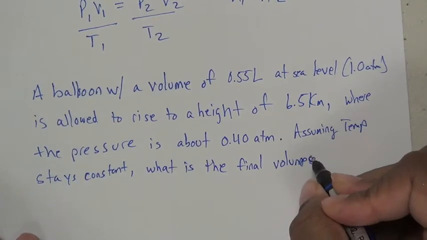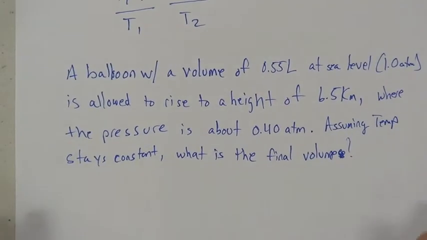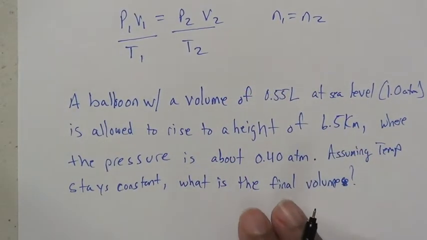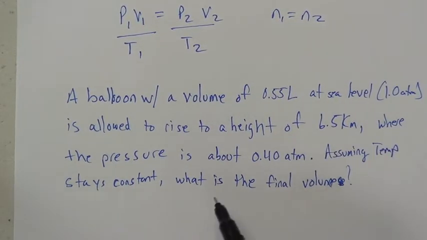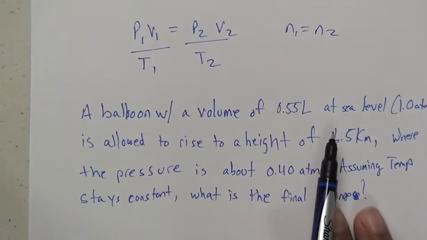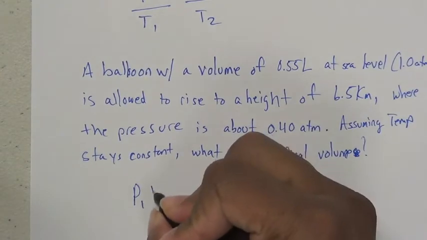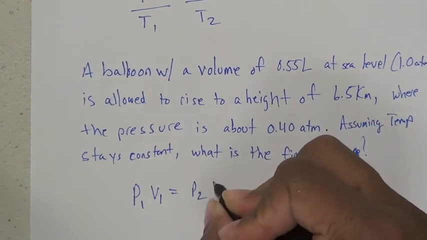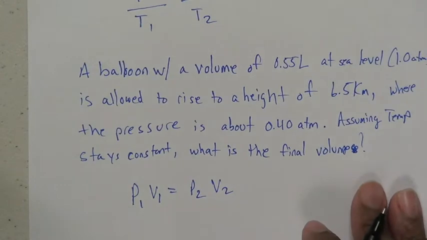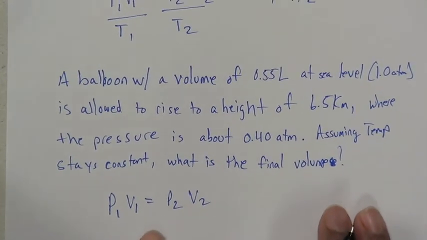Okay, so with this problem we see that the moles have been excluded, so they're not going to change. Oftentimes in your problems the moles will go unchanged, so that's why I excluded them here. But this time the temperature also remains constant, as we said, assuming temperature stays constant, so we can exclude these two values. So our equation is going to be P1 V1 is equal to P2 V2.